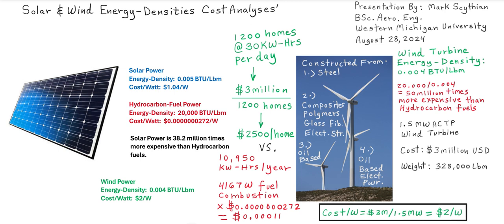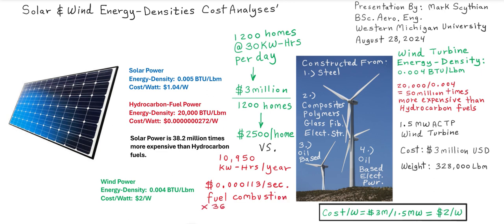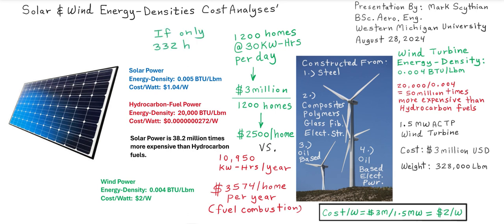And so that's 4167 watts fuel combustion, like in a furnace or an engine, etc., times the 2.72 times 10 to the negative 8 power dollars per watt. And then we have this value taken as the cost per second to operate that in fuel combustion times the 3,600 seconds to an hour times 24 hours times 365 days. So that comes about $35.74 per home using fuel combustion sources of energy. Okay, that's hydrocarbon sources, right?